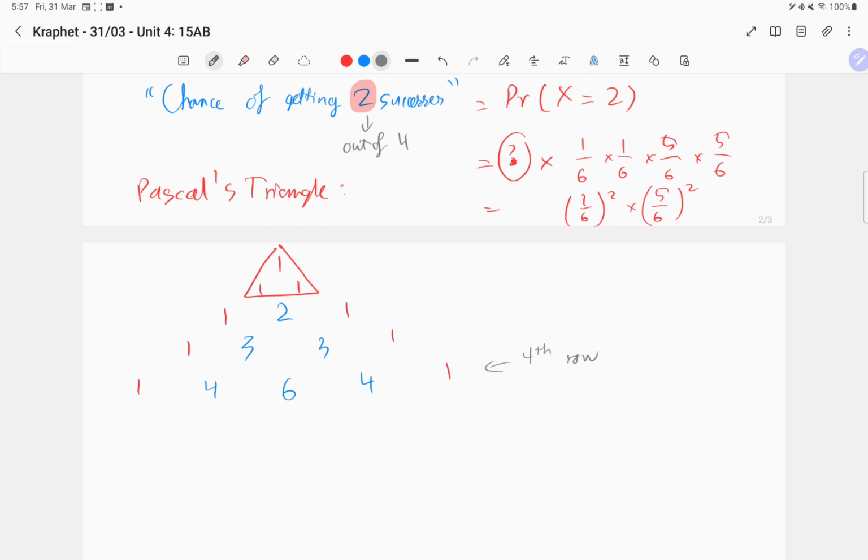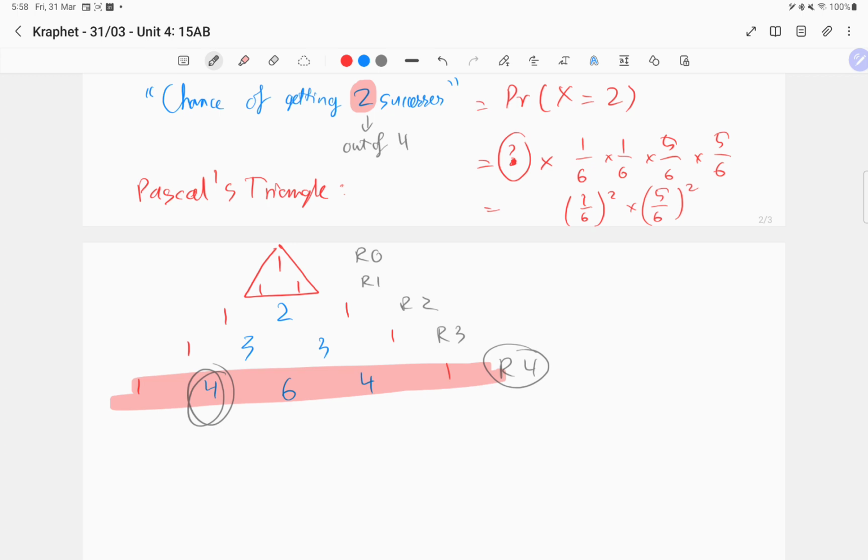I'll just explain how to use it. Note that Pascal's triangle starts with 0. This is row 0, and then this is row 1, row 2, row 3, and this is the 4th row, row 4. That's the row that we're interested in. So the easiest way to remember which row it is is to look at the first number. If it's 4, that's the 4th row. That's the row for choosing when you have 4 trials.